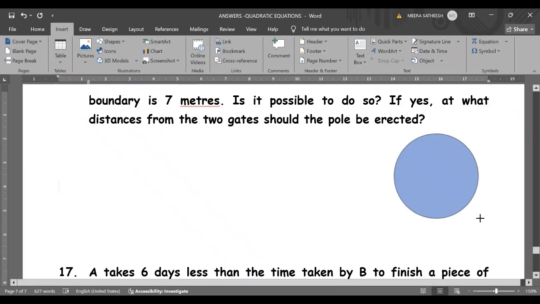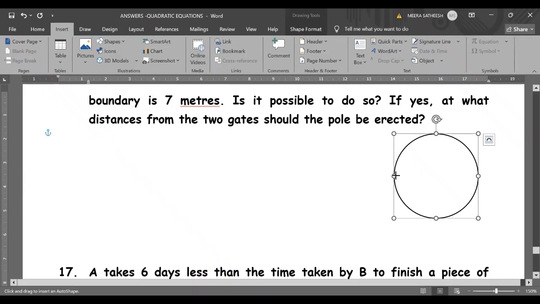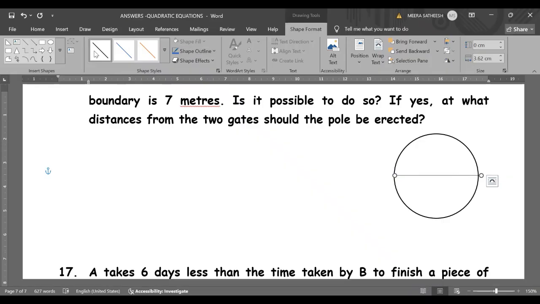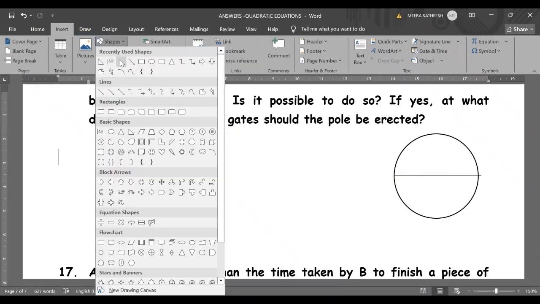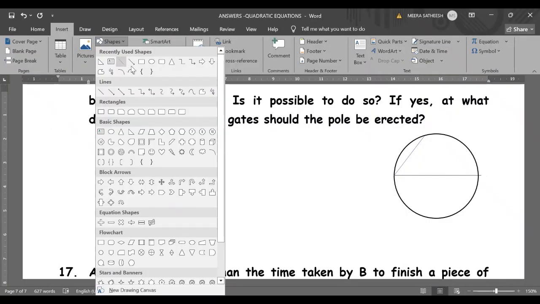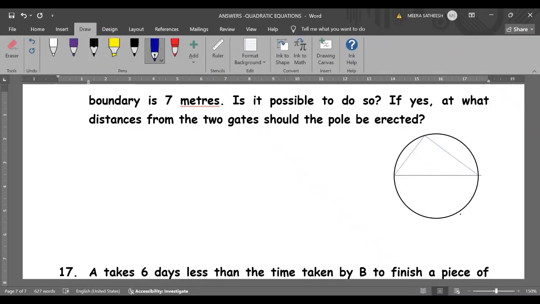So a circular park, no? So one circle, and let us draw the diameter. Then two gates, no? So this is one, and this is one. So AB is the diameter, O is the center, and see here. And we know that this is 90 degree. Angle subtended by diameter at any point of a circle is 90 degree. So ACB is a right angle triangle now.